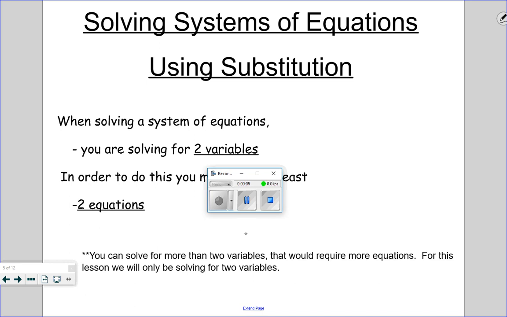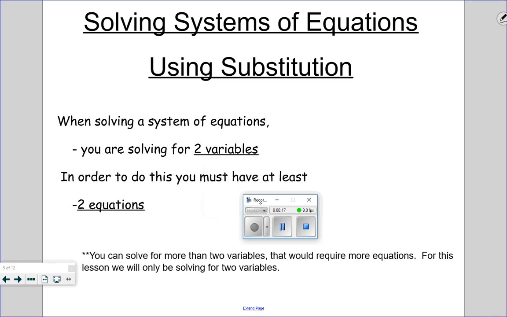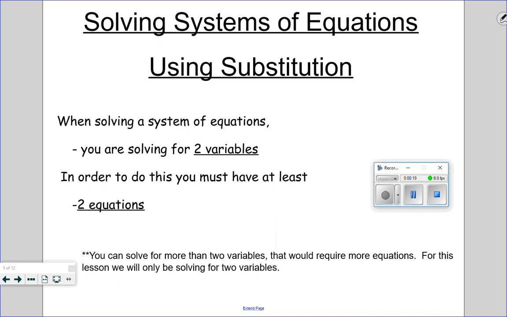Okay, hi guys. Today we're going to be doing what's called solving a systems of equations. And we're going to use one of three methods today. This is going to be the substitution method. So just to get some basic information about what a systems of equations is, what we're going to be doing is solving for two different variables. So for instance, an x and a y at the same time.